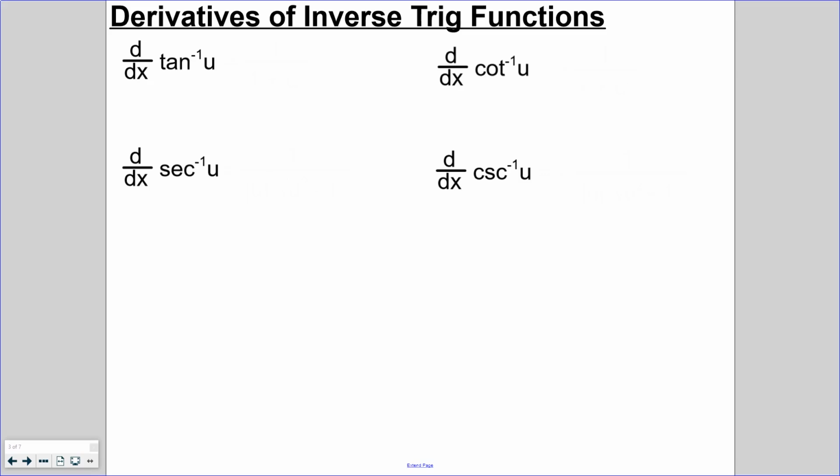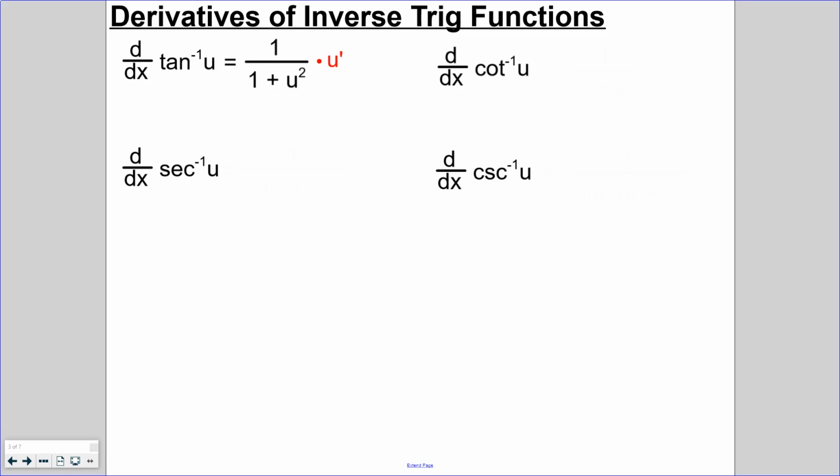So the derivative of inverse tangent ends up being 1 over 1 plus the inside squared. Or in this case, tangent inverse of u, the derivative will be 1 over 1 plus u squared. And if we do have to use the chain rule, we then multiply this by the derivative of the inside, or u prime.